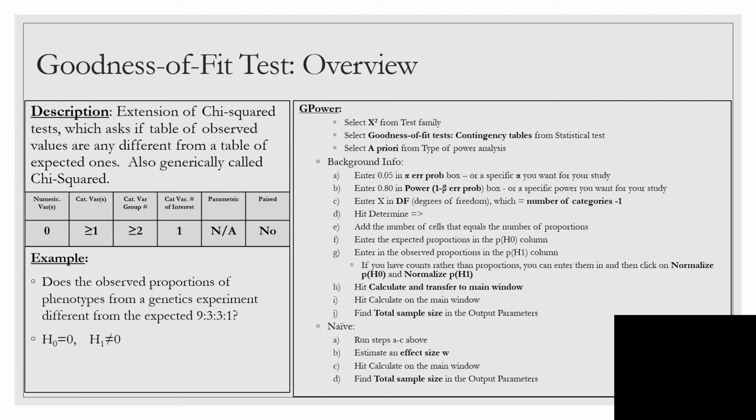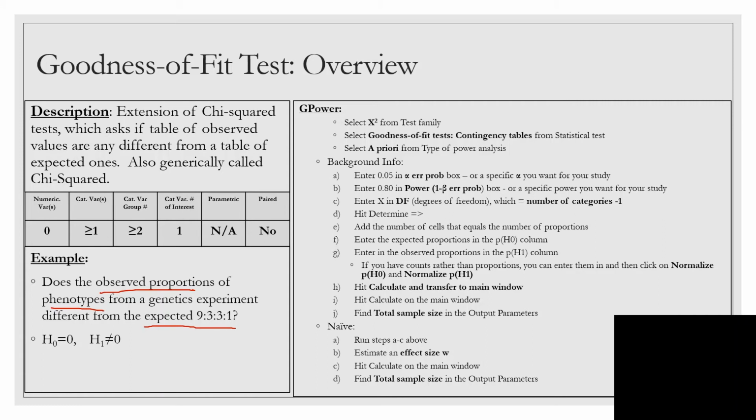Finally, we have the goodness of fit test. This is an extension of the chi-squared test, which asks if a table of observed values is any different from a table of expected ones, so more than two members in a group. While G-Power calls this goodness of fit test, this is more generically called a chi-squared. A great example of this is looking at observed proportions of phenotypes in a genetics setting from the expected ratios.